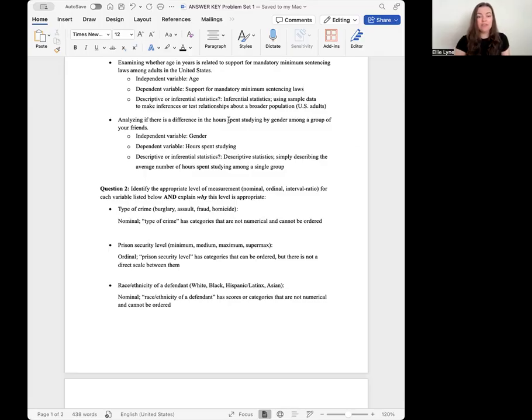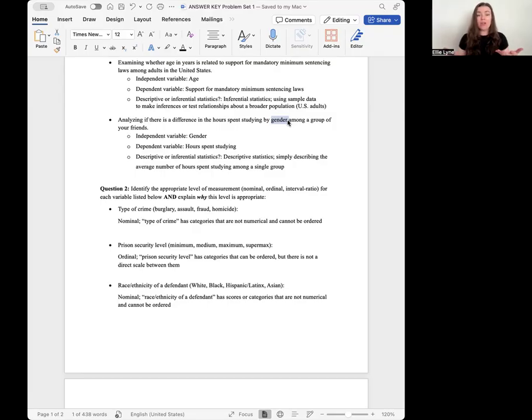Analyzing if there is a difference in the hours spent studying, so that's variable number 1, by gender, and that's our second variable. So now we can ask ourselves, is hours spent studying exerting any influence over someone's gender, or is someone's gender possibly exerting an influence over the amount of time they spent studying? In this case, we know that our variable of interest here, or our independent variable, is gender.